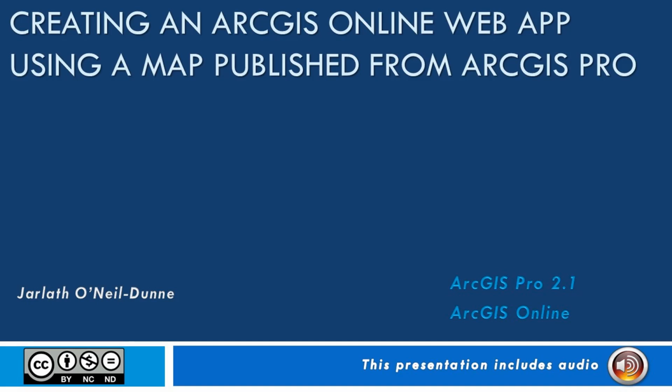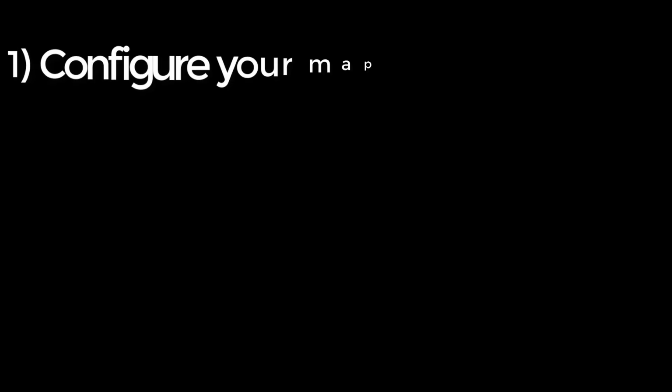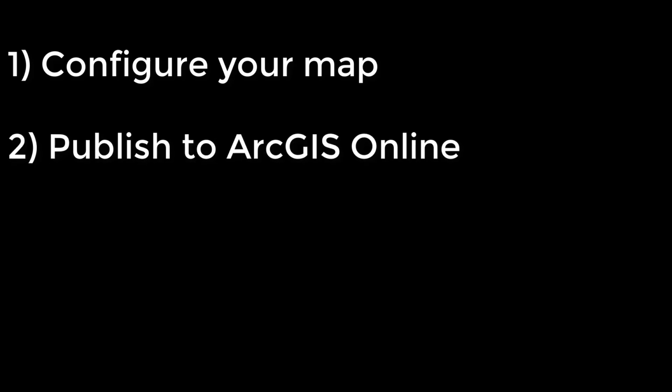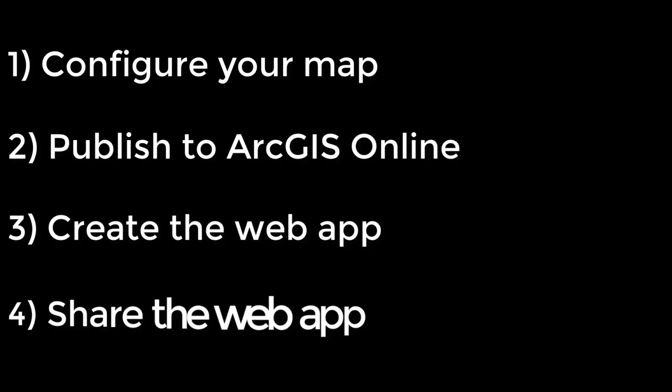This video will show you the steps to create an ArcGIS Online web app by publishing a map using ArcGIS Pro. There are 4 steps to creating a web app. First, you're going to configure your map using ArcGIS Pro. You're then going to publish the map to ArcGIS Online. You're going to create the web app, and then finally you're going to share your web app.